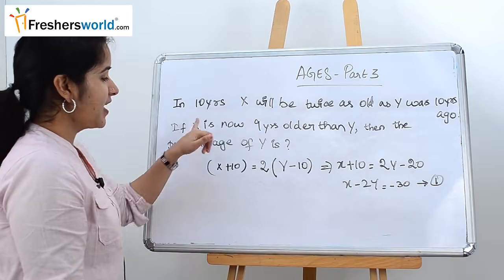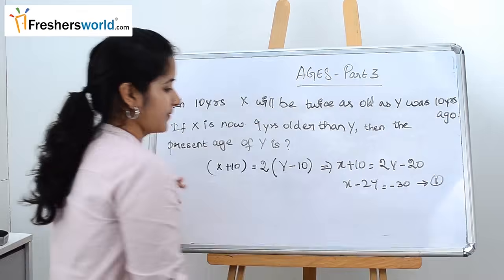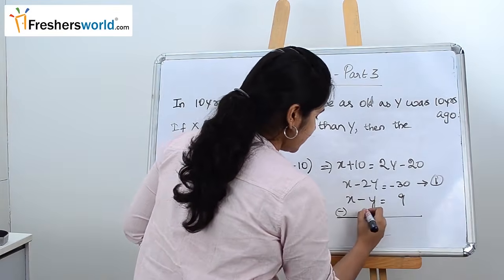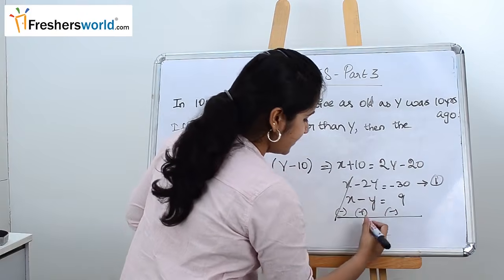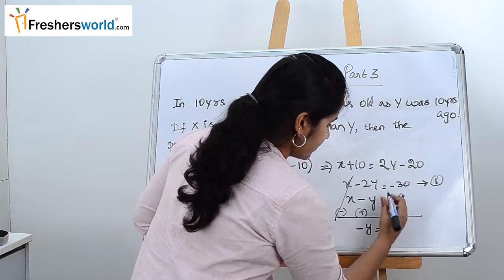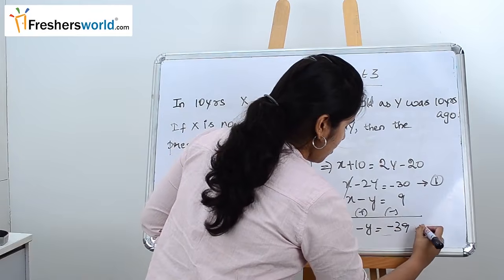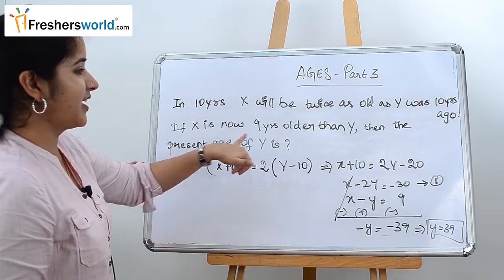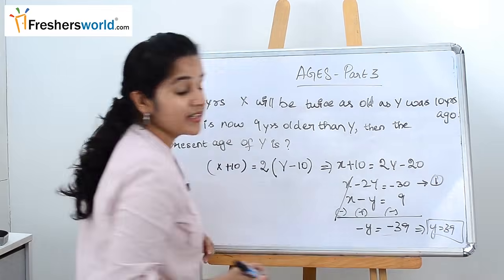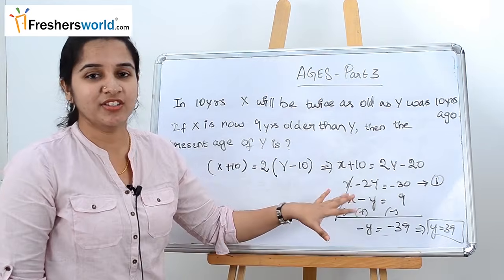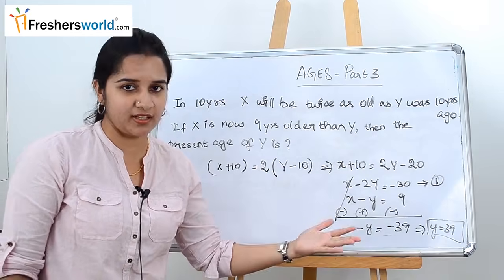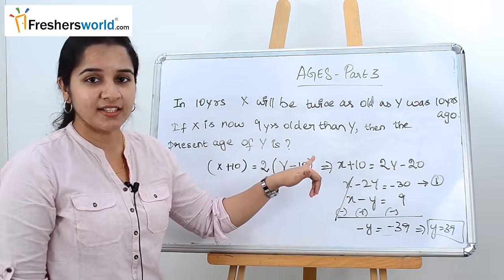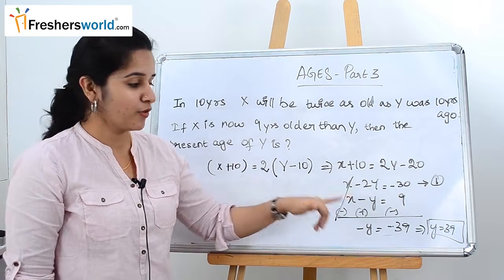What is the second equation? X is now 9 years older than y. So x minus y is equal to 9. Let's solve this. X gets cancelled. It becomes minus y is equal to minus 39. So y is equal to 39. So what are they asking? What is the present age of y? So the present age of y is nothing but 39. Similarly, in this question they can ask what is the age of y after 10 years or before 10 years or various other years given. So always make sure, before selecting the answer, you read the question one more time to finalize your answer.